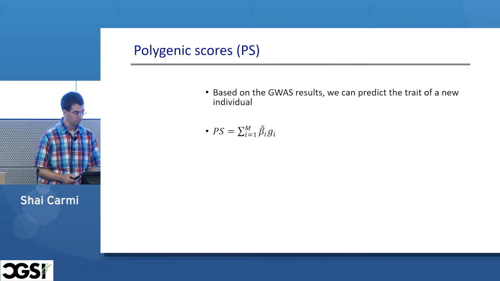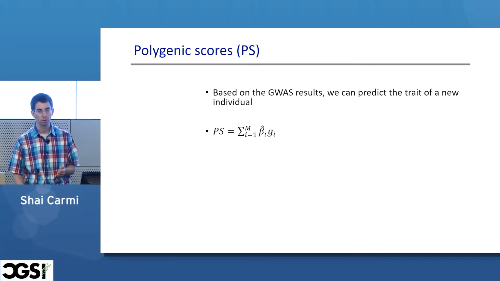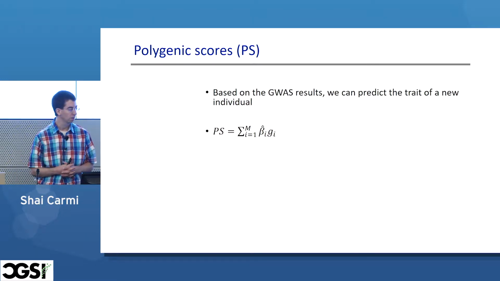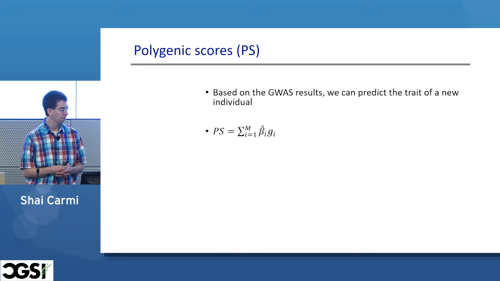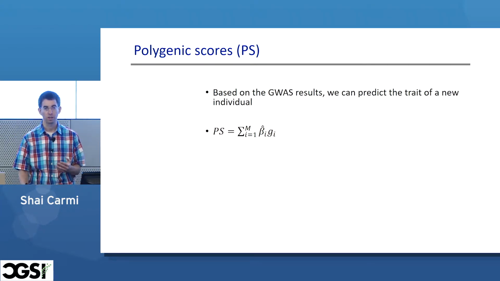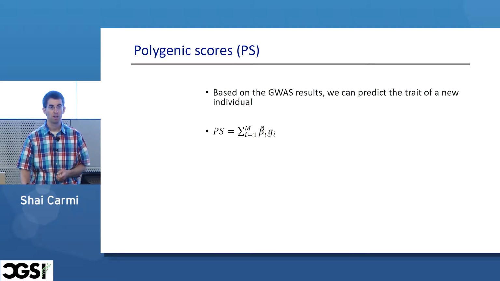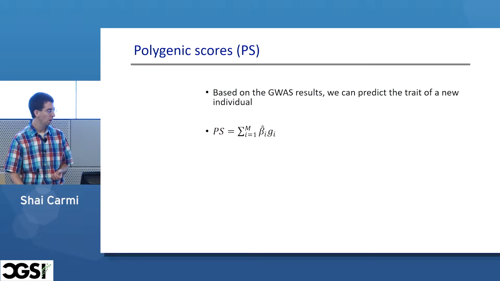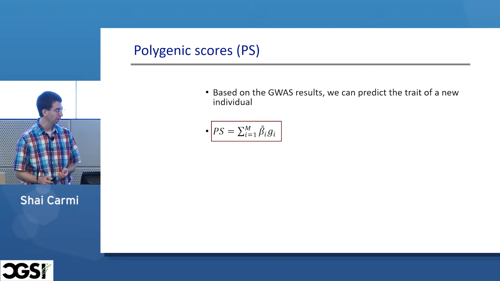So based on these GWASs, we can not only find these associations, we can also use them for prediction. Again, this was mentioned; I'll just summarize. The standard way to predict traits or disease risk for new individuals that were not in the original GWAS is based on polygenic scores, and this is the key formula.